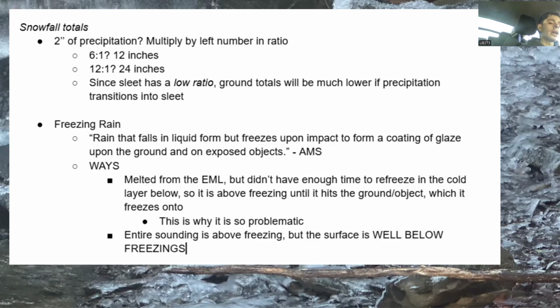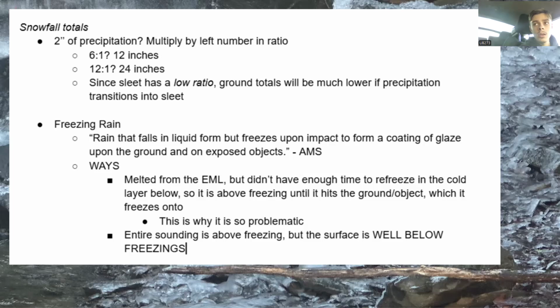Freezing rain is the most important type of winter precipitation, in my opinion, because it's the most problematic. It's rain that falls in liquid form. As you're looking at it falling from the sky, it looks like liquid, like rain. Unlike sleet, which looks like ice when you see it falling. Freezing rain looks like rain falling, but it freezes upon impact. So anything that it hits, it freezes onto.